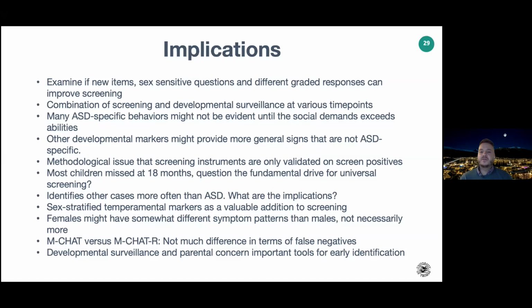And the question is then, what is the fundamental drive for universal screening? And we need to think about it more closely and think about, is there anything we can do about the screening process or anything we can do besides the screening that is more effective? Is it good or bad that it also identifies other children with other disabilities and other disorders? And what are the implications of, for example, improving the MCHAT to the MCHAT-R and reducing the number of false positives? Children that are screened positive and might have other difficulties. Is it good or is it bad? So this is a big discussion that is not very simple to answer.